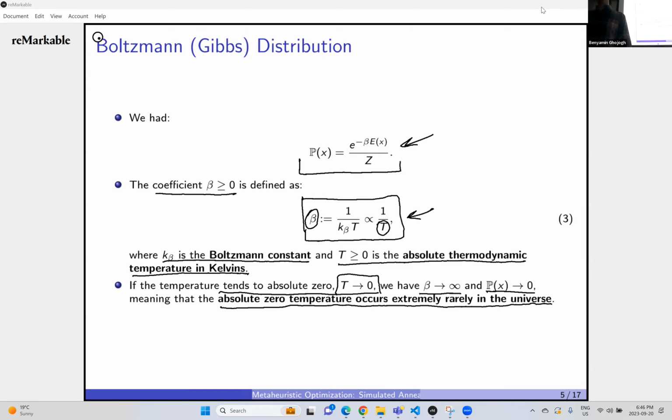So, by the way, what is RBM? Consider this: three nodes or neurons at top, and four neurons at bottom. Assume they are connected to each other. Also, the neurons here are also connected to each other.